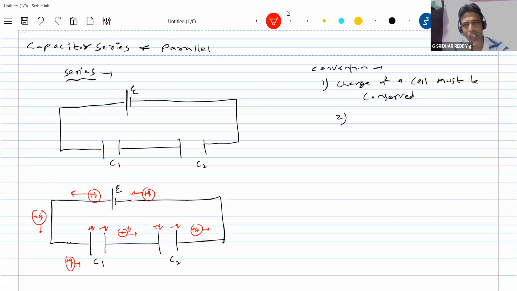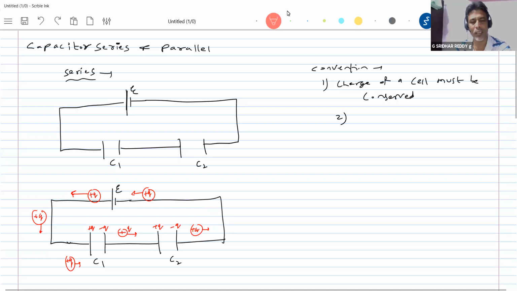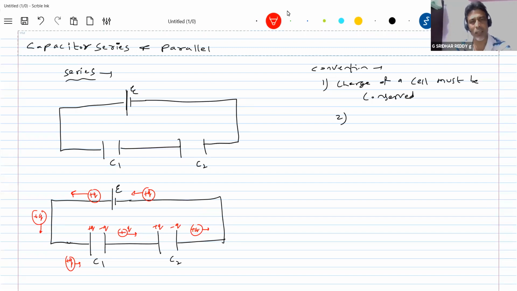It would be really difficult for you, the distribution of charge. This is similar to the branch current method you have come across in resistors. The same thing here also. Later we'll see that the branch current method is a little bit difficult, so any alternative for the branch current method, even in capacitors, we will focus on that also. So that will keep you in a flexible position, and whatever type of big question they ask, you can manage. Okay, this is about the flow of charge. Charge of a cell must be conserved.